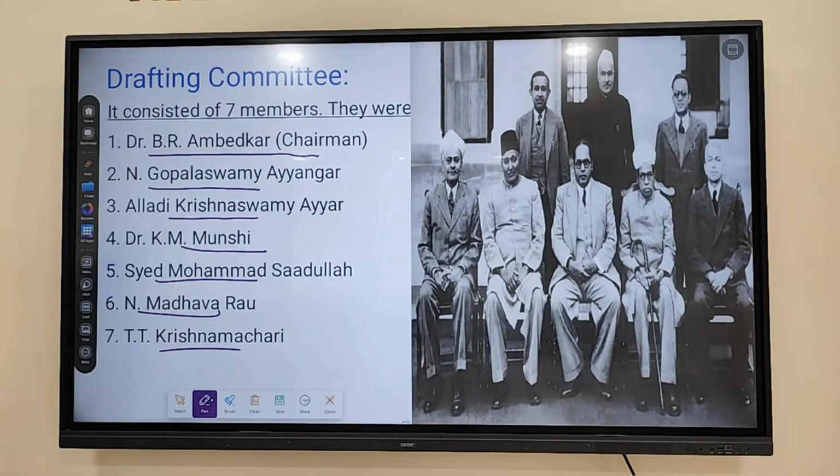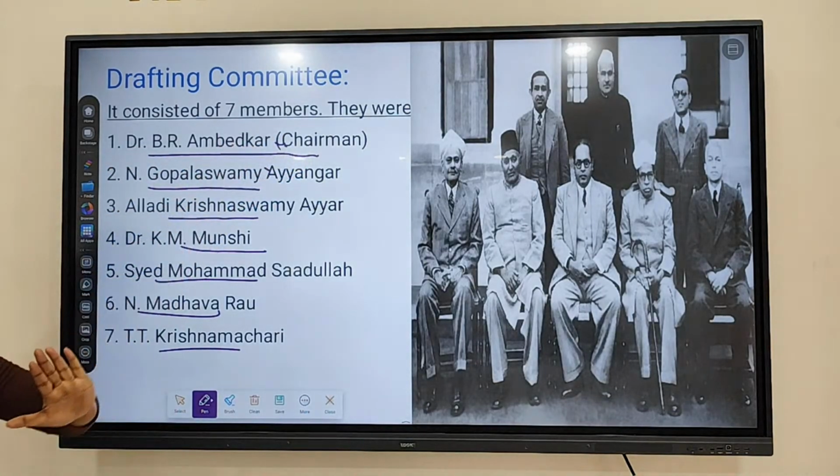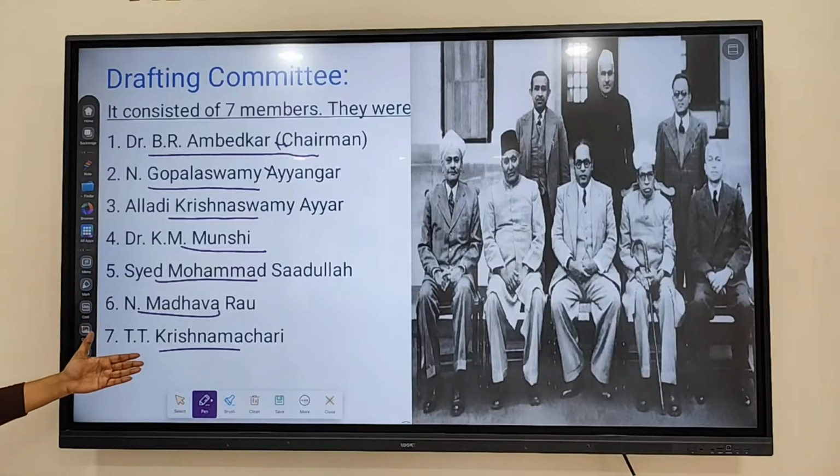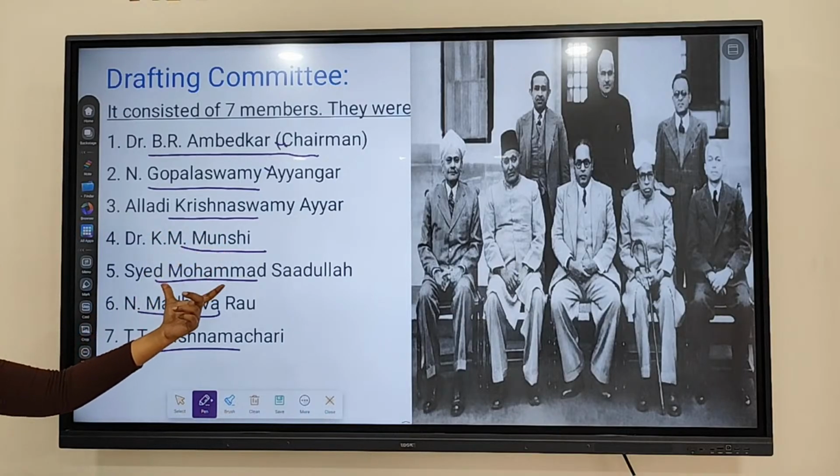Understood? One you will already know, because Dr. B.R. Ambedkar was famous and he was the chairman of the drafting committee. And the rest 6 are Gopalaswamy, Krishnaswami, Munshi, Muhammad, Madhava, Krishnamachari.